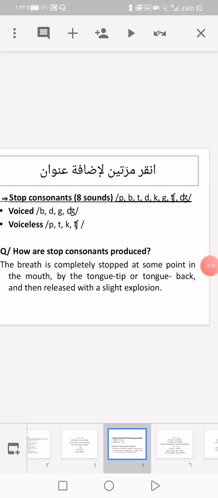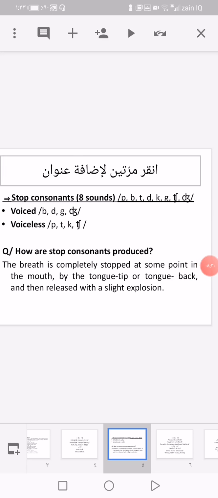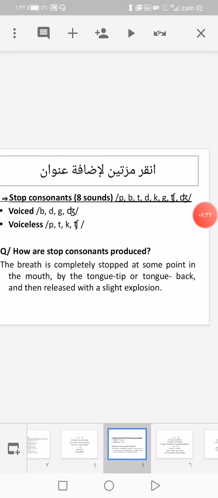The question: how are stop consonants produced? Here the breath is completely stopped at some point in the mouth by the tongue tip or the tongue back, and then released with a slight explosion.